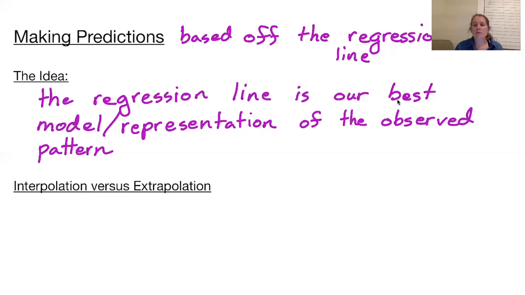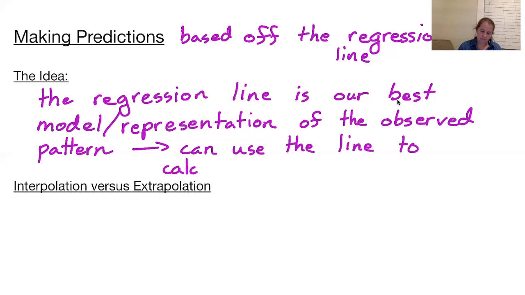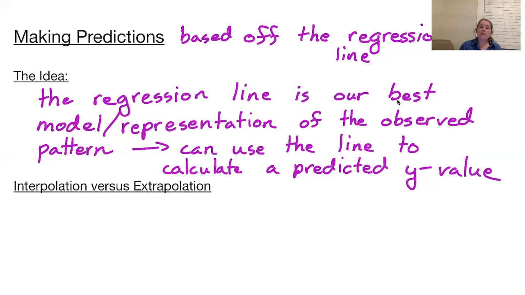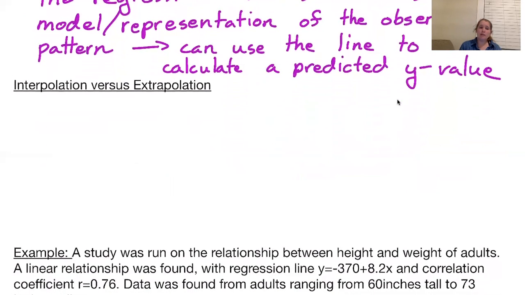So we can use the line to calculate what the y value would be, or use the equation. So we can use the line to calculate a predicted y value. So we have two types of predictions we can make. One is interpolation and one is extrapolation.